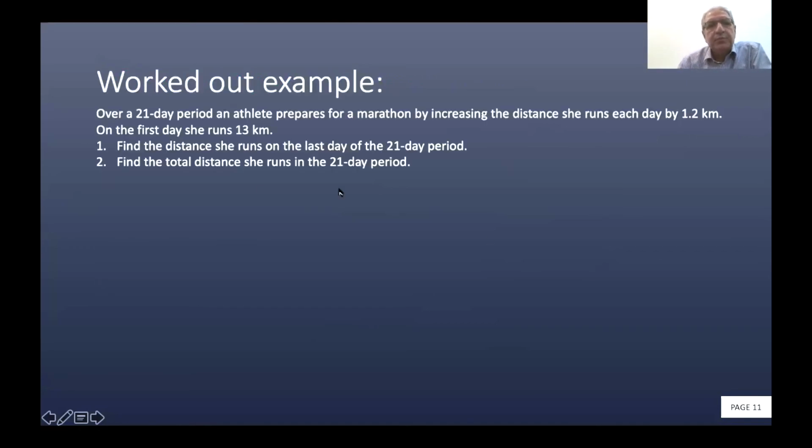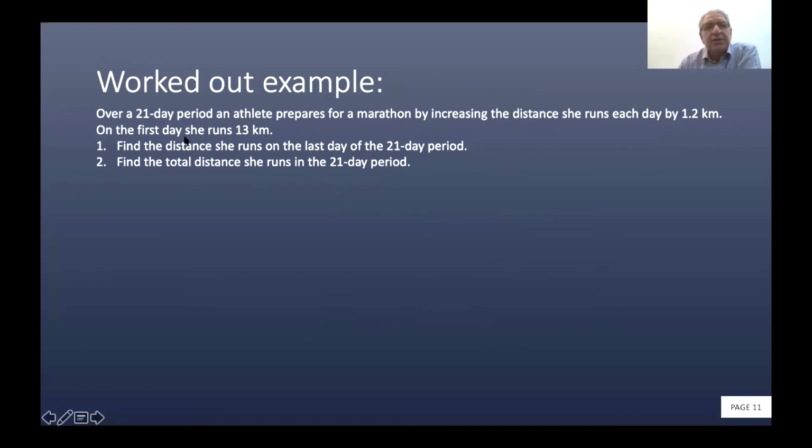Okay. Now, look at this example. This was an example from the past year papers. Just look at this. Over a 21-day period, an athlete prepares for a marathon by increasing the distance she runs each day by 1.2 kilometers.